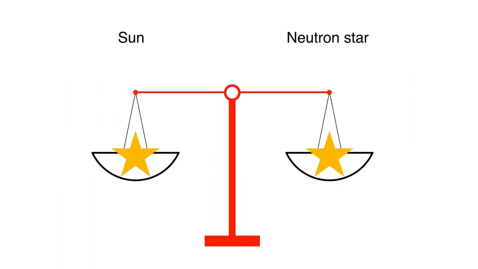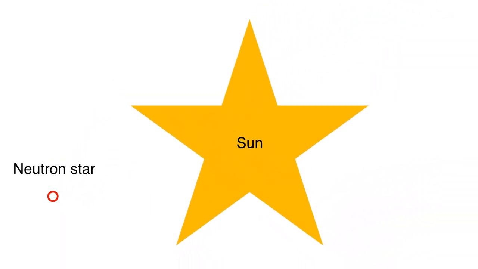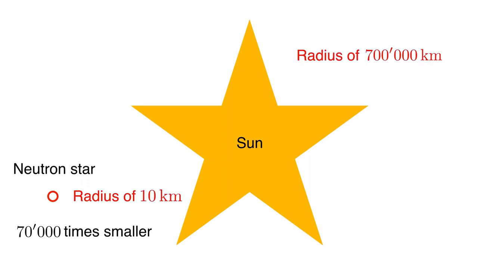If we compare it with the Sun, a neutron star is slightly heavier than the Sun. Its mass is typically between 1.1 times the mass of the Sun and 2 times the mass of the Sun. However, a neutron star is much, much smaller than the Sun. Its radius is 70,000 times smaller. It's only 10 kilometers. So a neutron star is extremely dense.